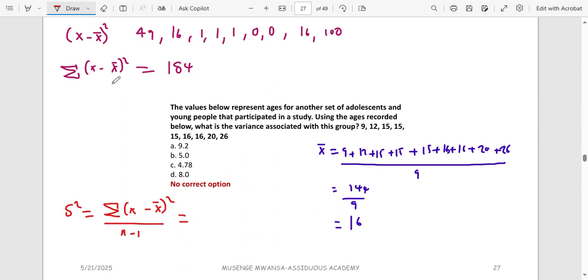So we've already calculated the summation, that is 184 divided by n minus 1. So the total number of terms were 9. So that is 9 minus 1, which is 184 over 8. And that is going to give us a 23. So that's why for this one, I just put no correct option because there was no answer here. Hope that's okay.